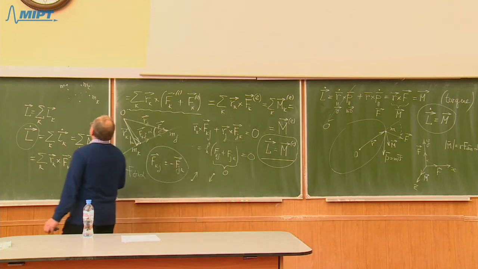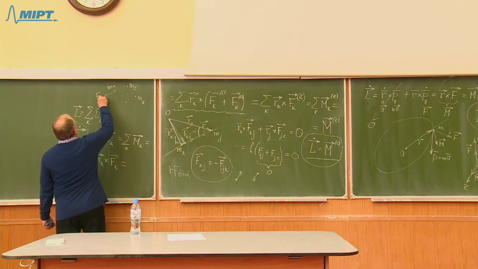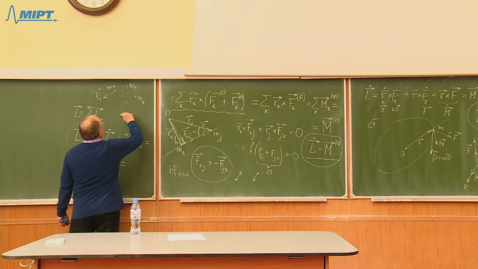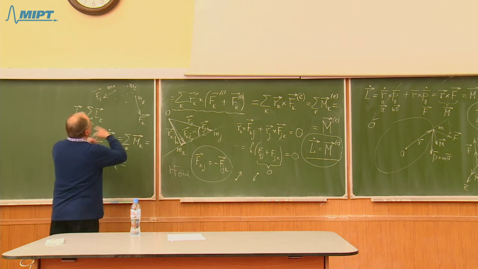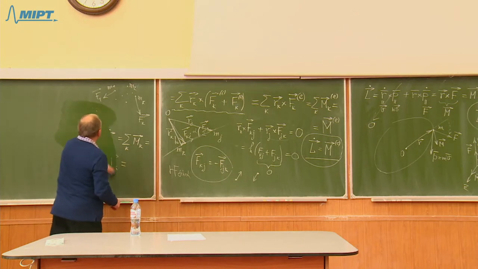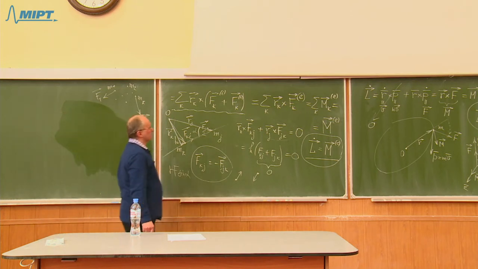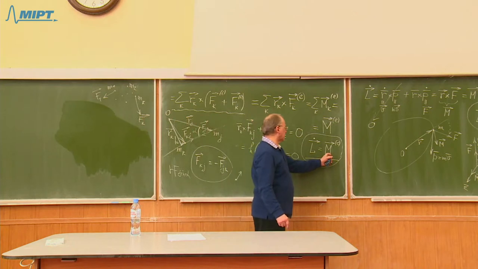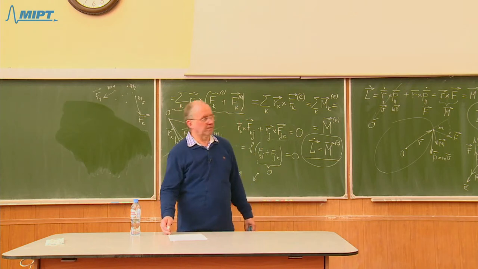So you may have different external forces, one applied here, another applied somewhere else, and another force applied here. Different forces will give you different torques, but the vector sum of all these torques will give you the total resulting torque of external forces, and that quantity will define the time derivative of angular momentum. That's a very important law of physics.